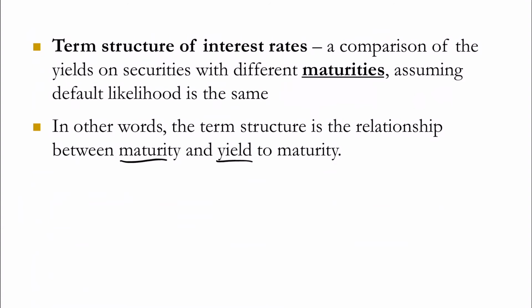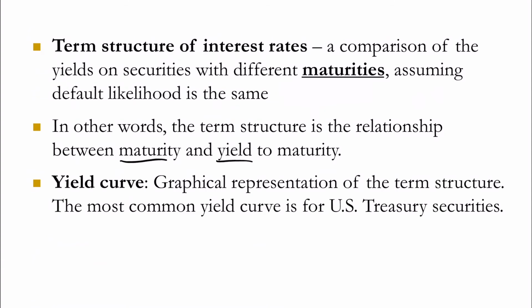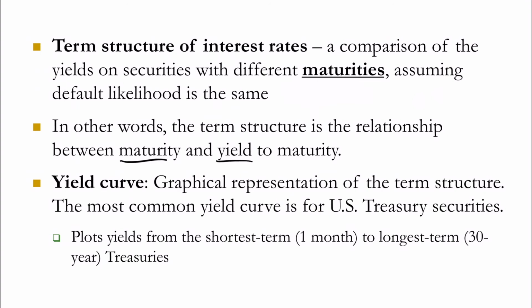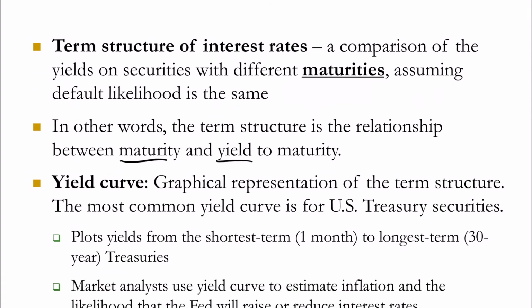A visual representation of the term structure of interest rates is what is called the yield curve. So the yield curve is a graphical representation of this term structure, and the most common yield curve is for U.S. Treasury securities. What it does is it plots the yields from the shortest term security of 1 month to the longest term Treasury security of 30 years. So it plots the yields on 1 month, 3 month, 6 month, 1 year, 2 year, 3 year, 5 year, 7 year, 10 year, and 30 year Treasuries. And then market analysts oftentimes use this yield curve to estimate what is inflation and the likelihood that the Fed will actually raise or reduce interest rates.